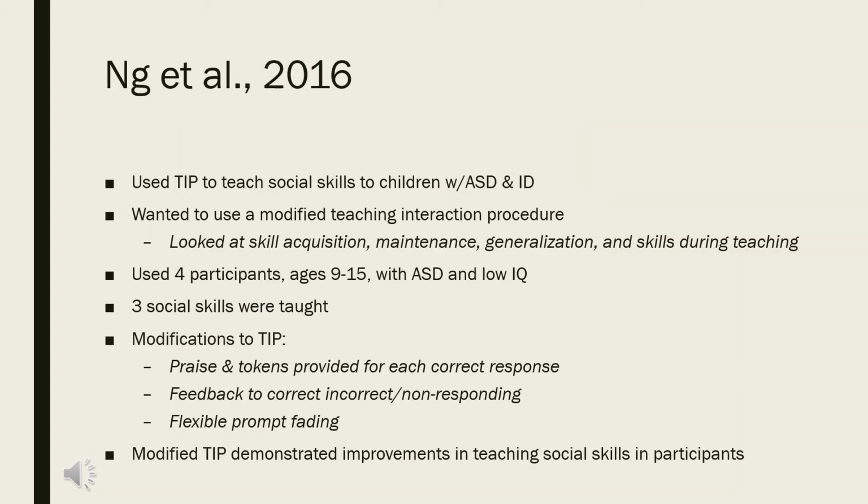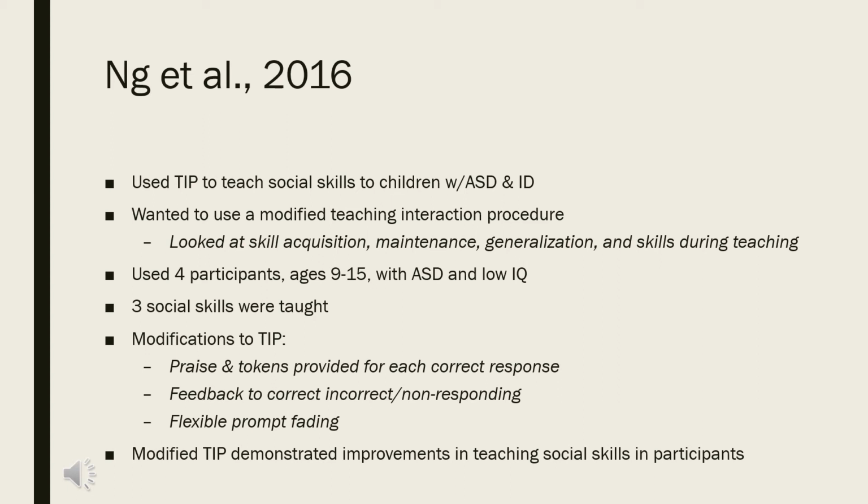In 2016, Ng et al. used a modified teaching interaction procedure, and they looked at skill acquisition, maintenance, generalization, and skills during the teaching procedure to teach social skills to children with ASD and intellectual disabilities. They used 4 participants, ages 9 through 15, with autism spectrum disorder and low IQs. 3 social skills were taught.